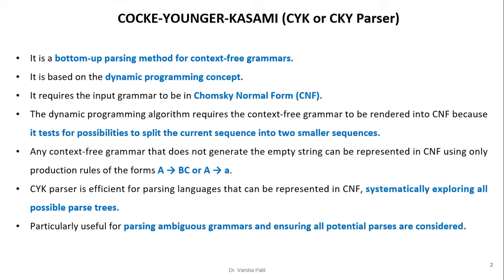Any context-free grammar that does not generate the empty string can be represented in CNF using two production rules of the form: capital A gives BC, where B and C are two non-terminals. So in every rule, the right hand side will have two non-terminals, or capital A gives small a, a terminal. The CYK parser is efficient for parsing languages that can be represented in CNF, and it systematically explores all the possible parse trees. It is particularly useful for parsing ambiguous grammar and ensuring all potential parses are considered.